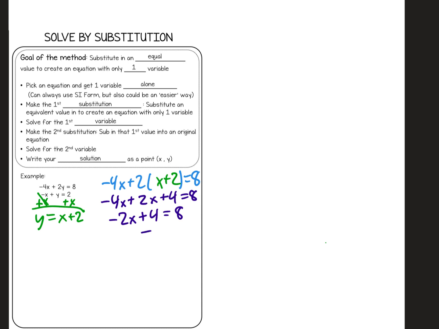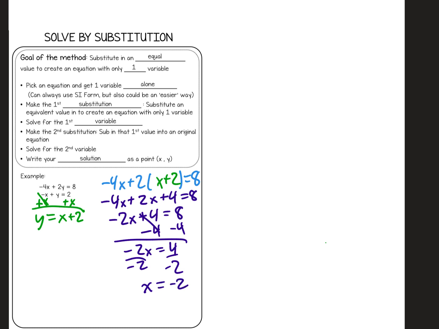This is a two-step equation. We can get rid of plus 4 on the left by subtracting 4, and whatever we do to the left, we've got to do to the right. So now we have negative 2x equals 4. Divide both sides by negative 2, and we are left with x equals negative 2.